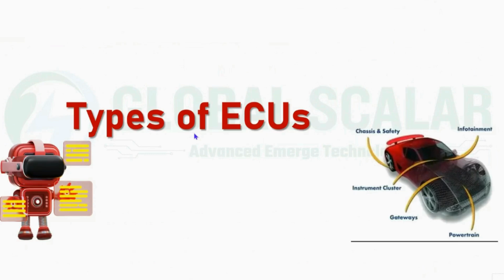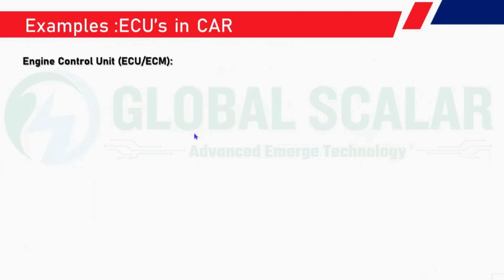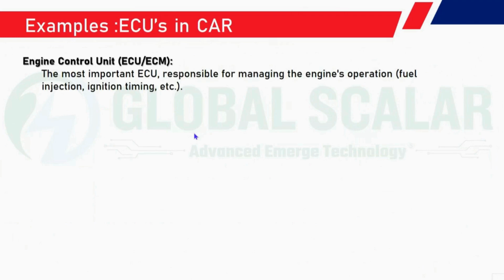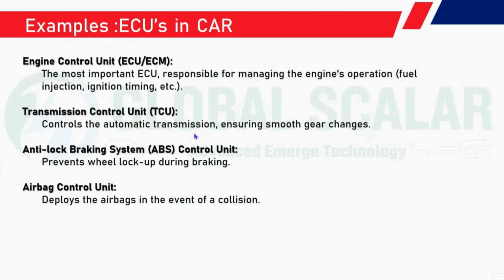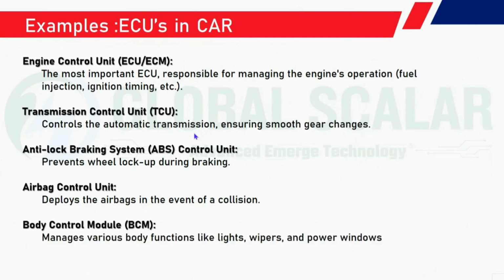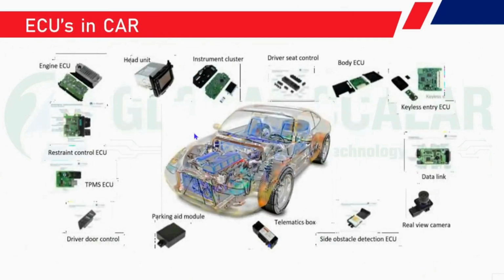And what are the types of ECUs? Generally the ECUs are the engine control unit, transmission control unit, anti-lock brake system ABS, airbag control unit, and body control modules. So these are some examples of the ECUs that are adopted in current vehicles. And the ECUs have different components and different sizes that will be placed in the vehicle.